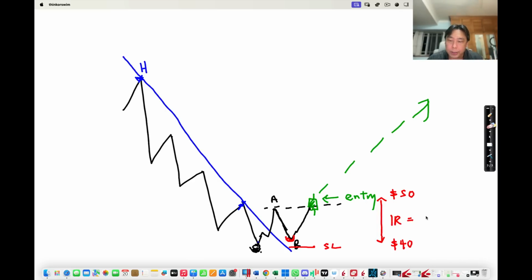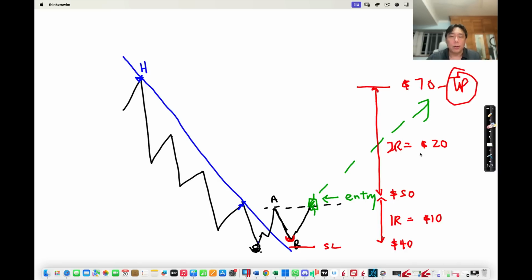Your 1R risk would be $10. This is the risk per share that you're buying, right? So if you're risking 1R per trade, you want to make sure that you're making at least 2R or more in profit before you exit, all right? So in other words, your profit target has got to be at least, ideally, 2R, which in this case, 2R would be multiplied by 2, $20. So your profit target has to be 50 bucks plus 20 bucks, at least $70 to take profit.